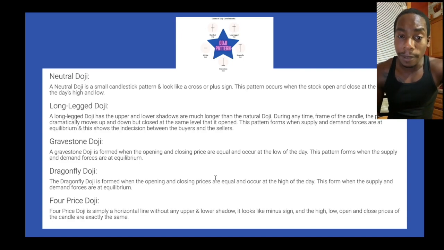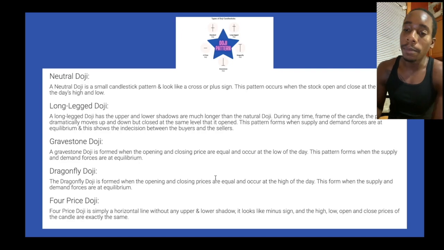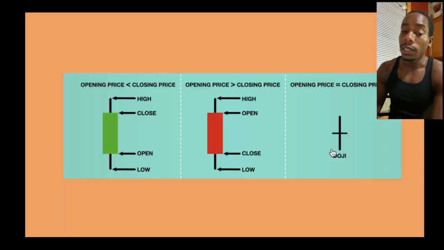I want you to take your time, go over this, and understand this. This is the first time going through these things and the first time hearing this, but take your time to understand the action of these dojis, right? And what they mean. Take your time and go back over it, read it if you want to.